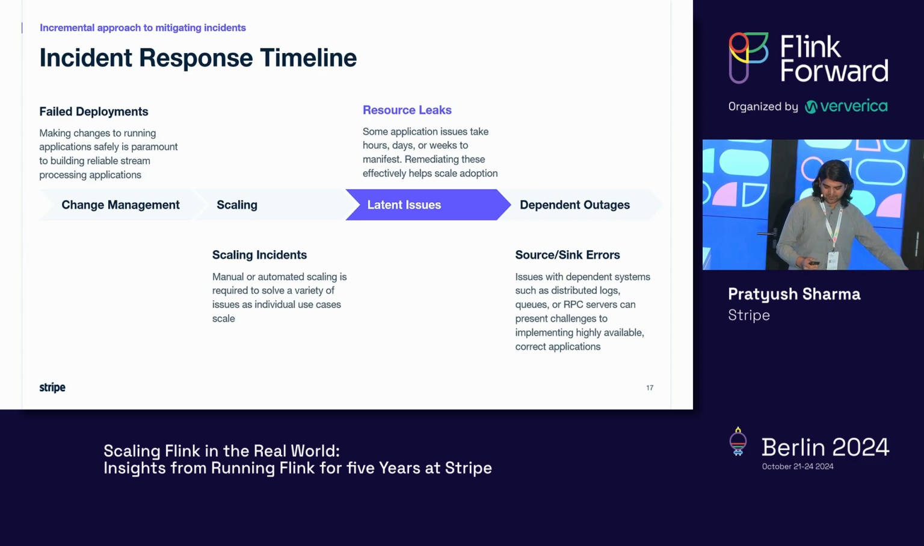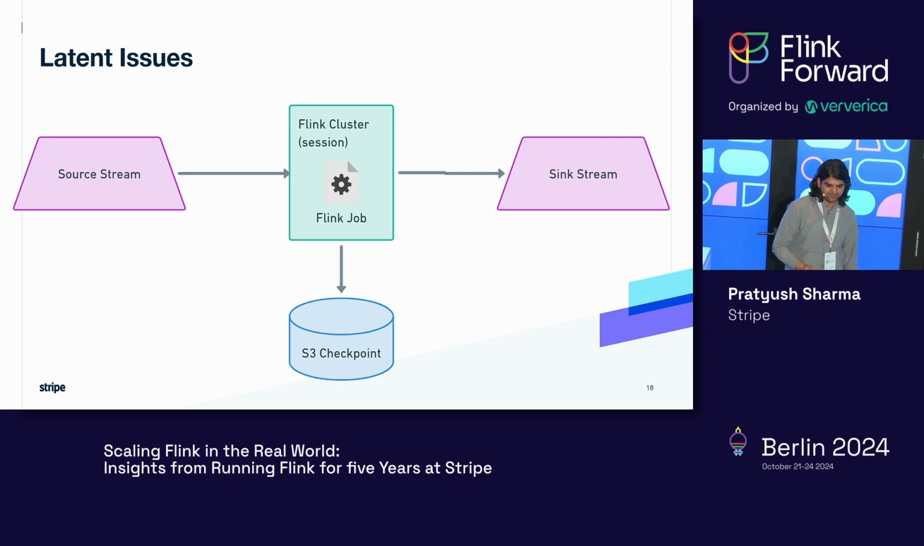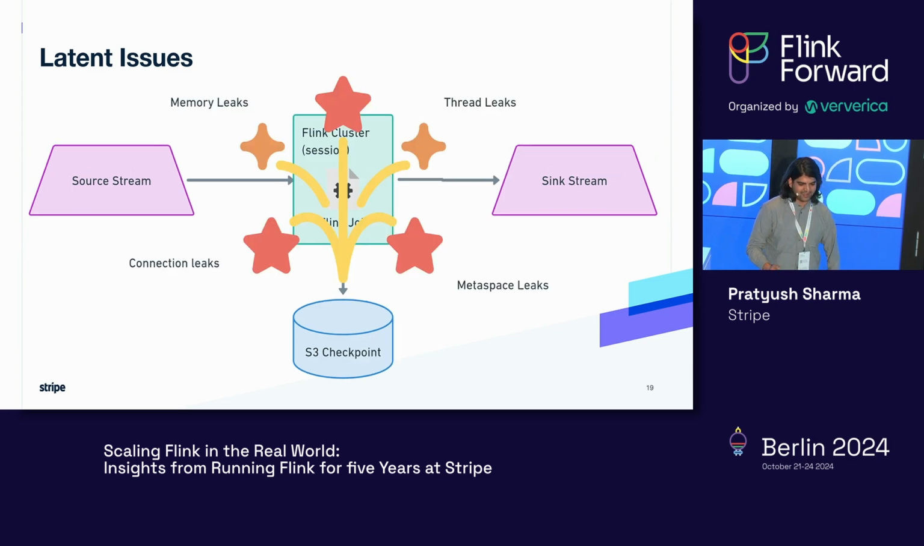So now we're going to talk about latent issues. You have a running Flink job. It's been running for a couple of days. Nothing is going wrong. And suddenly, your app starts restarting. There's one restart, a second restart, and it's persistently crash looping.